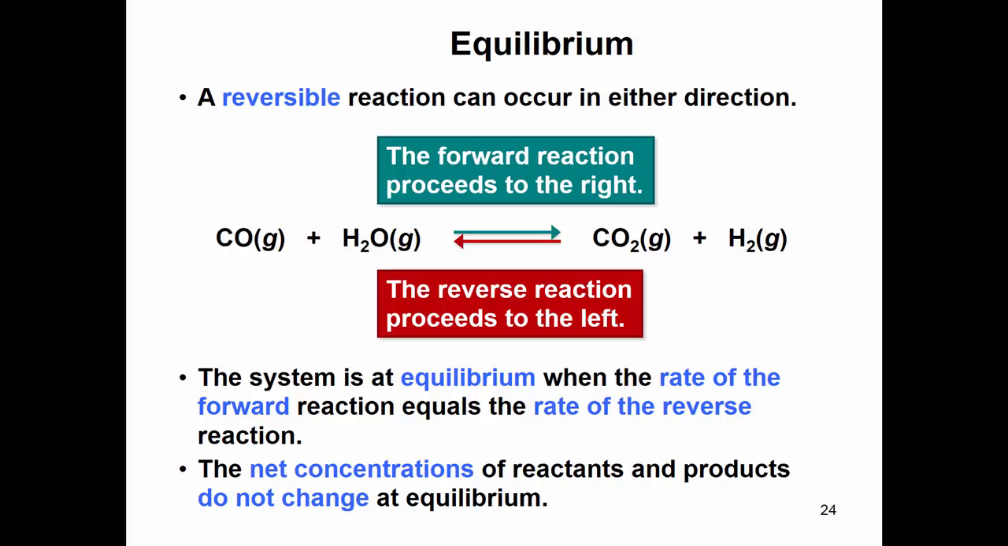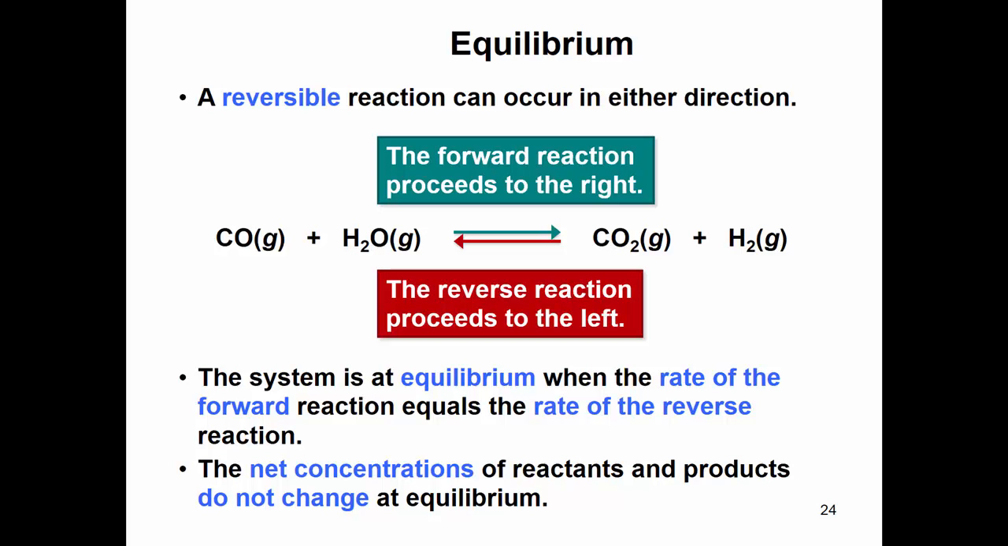So here, if you look, so far we've just seen a single reaction arrow going from left to right. So CO combines with water to form CO2 and hydrogen gas. Some reactions are reversible, meaning that the reverse reaction can also occur. Hydrogen plus CO2 can yield CO plus H2O. So the reverse reaction proceeds to the left and the forward to the right. We've been looking at that forward reaction.